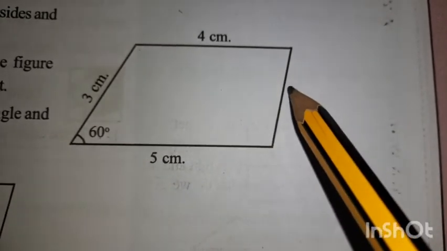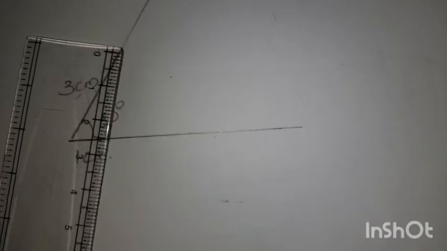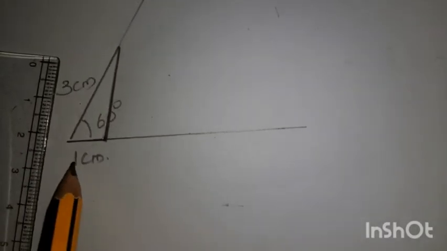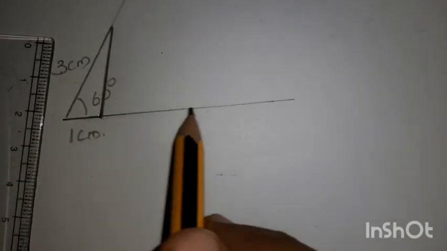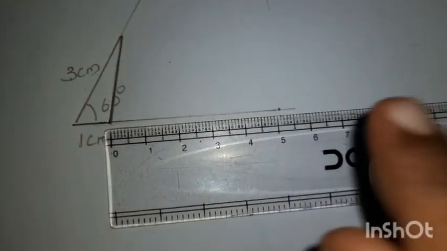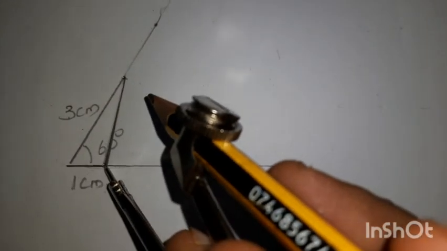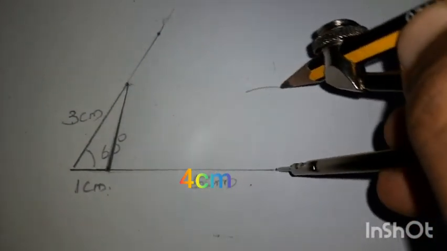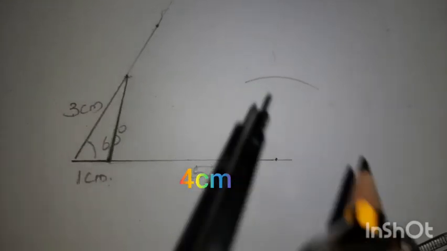And this side is not specified, so we can join these two lines and draw the triangle here. We are completing the triangle. 1 centimeter here, 3 centimeter here. Then we have to extend this line. Mark this distance in a compass and draw an arc here. Then take 4 centimeter from this point and draw the next arc.